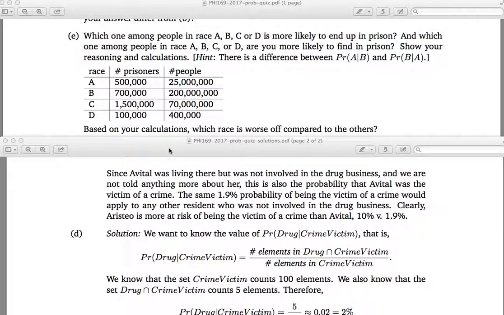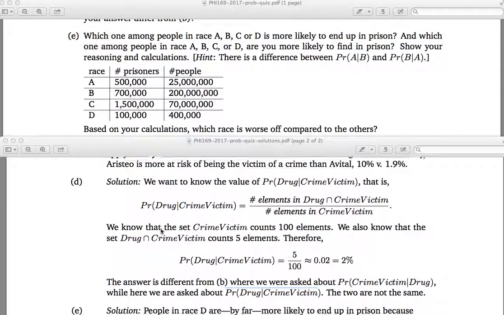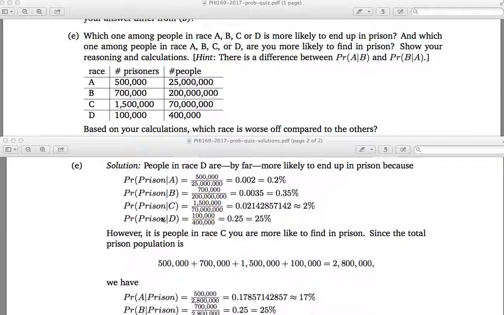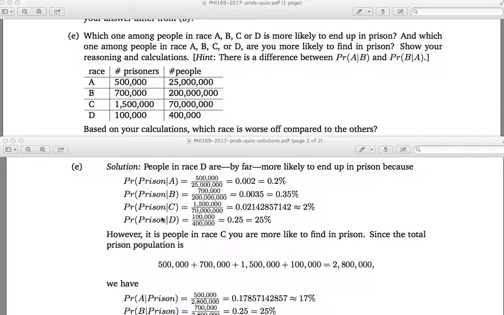Hello. So we are still looking at the sample exam. We are now looking at the last question. This is question E.